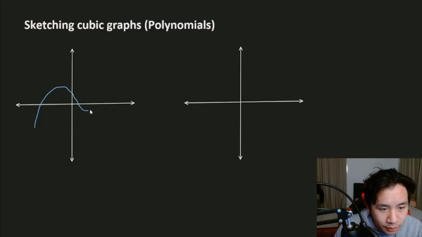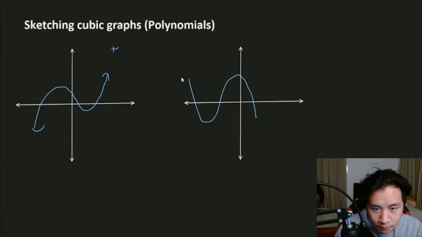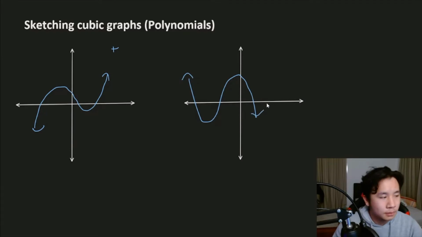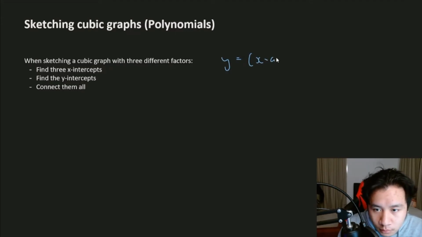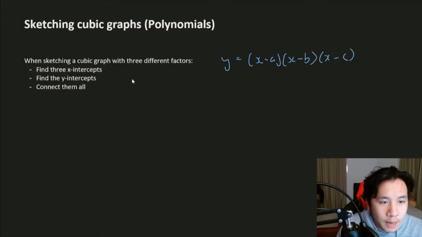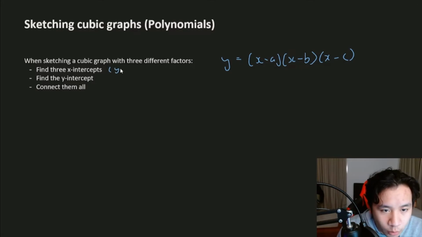So this is the positive version, and this one is the negative version. When you're sketching a cubic graph with three different factors, if it has this form, you want to find the three x-intercepts, which will usually be the numbers here. You can find these x-intercepts when y is equal to 0. Then find the y-intercept, which is when x is equal to 0.